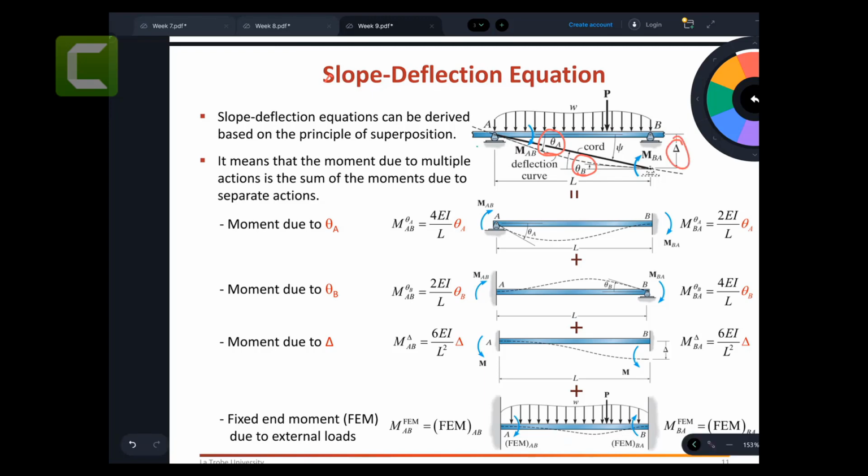If it is unknown, then you have a settlement here as well. And there would be some kind of a chord rotation that is developed due to this one. So there are three different kinematic indeterminacies, which are theta A, theta B, and there is a chord rotation psi. So there are three different kinematic indeterminacies.